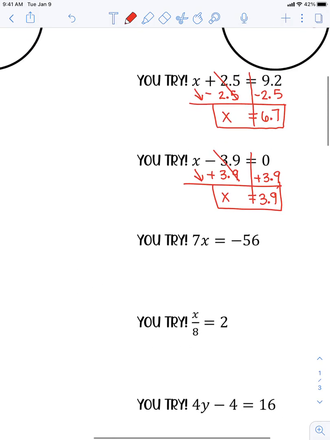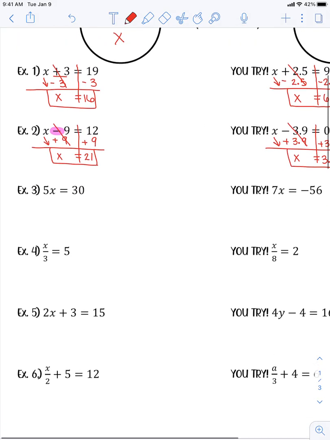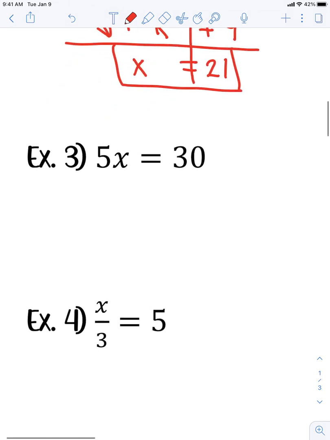Okay, so that was addition and subtraction. Now let's look at some multiplication. Remember, a number next to a variable is multiplication. Again, we still draw a line through the equal sign. The inverse operation of multiplication is division. So if I'm multiplying by 5, I'm going to do the opposite, and I'm going to divide by 5.